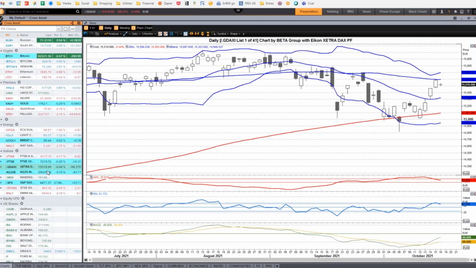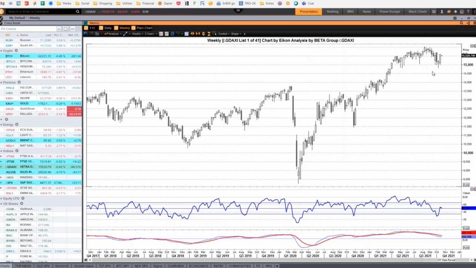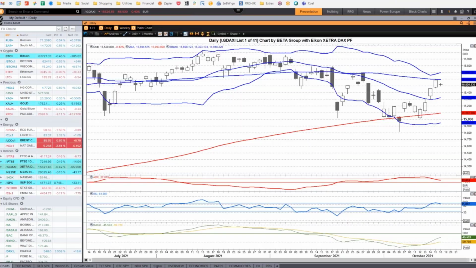So also, I didn't like the DAX, and that also turned out, it broke down from this consolidation and worked its way down, but it's improved a lot too. Here it is on the weekly, and it has improved a lot. The weekly is still bearish on the MACD.